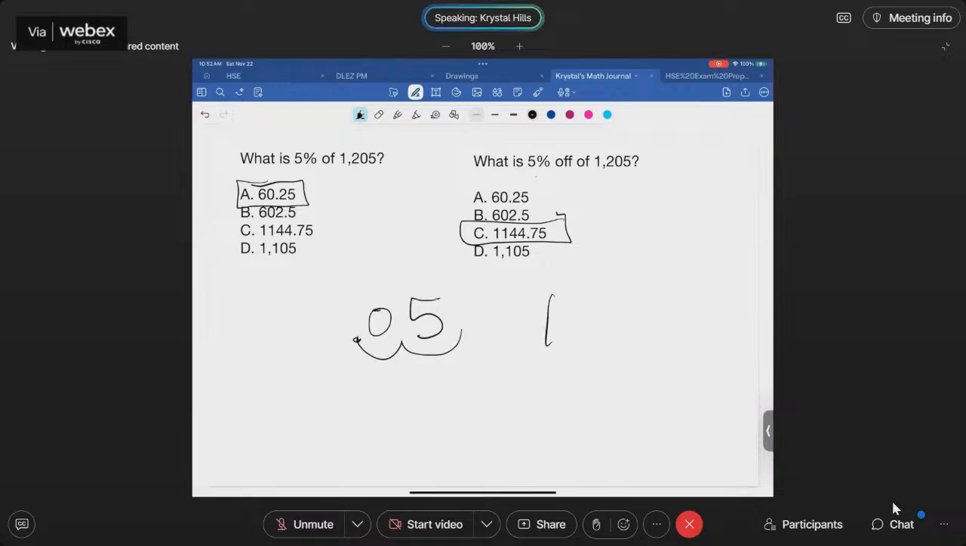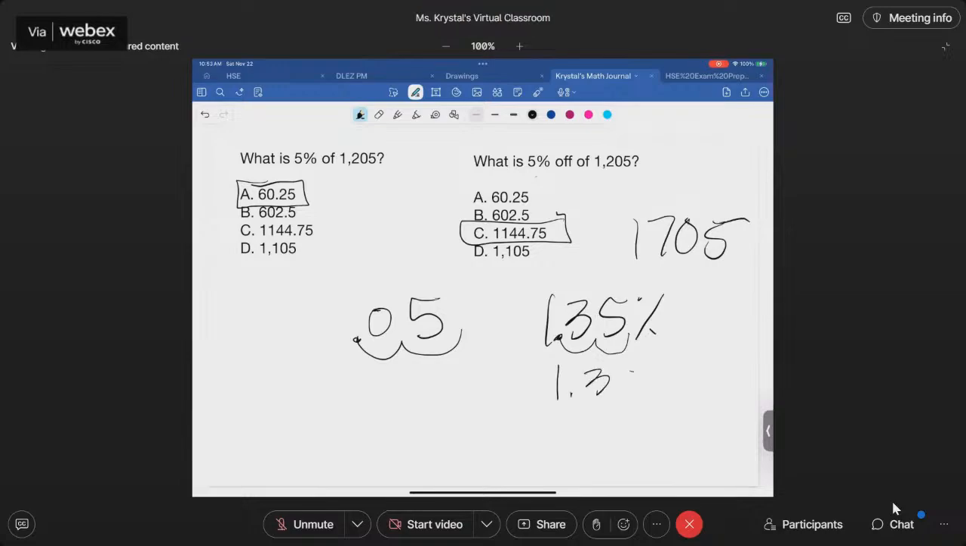Let's say that we have 135%. And they say 135% of the people did not show up. And I know that's kind of crazy because that means nobody showed up. But let's say we had 1,705 people and we need 135% of that. You would take your decimal, move it 2 times, and now your decimal is 1.35, and you will multiply by that.